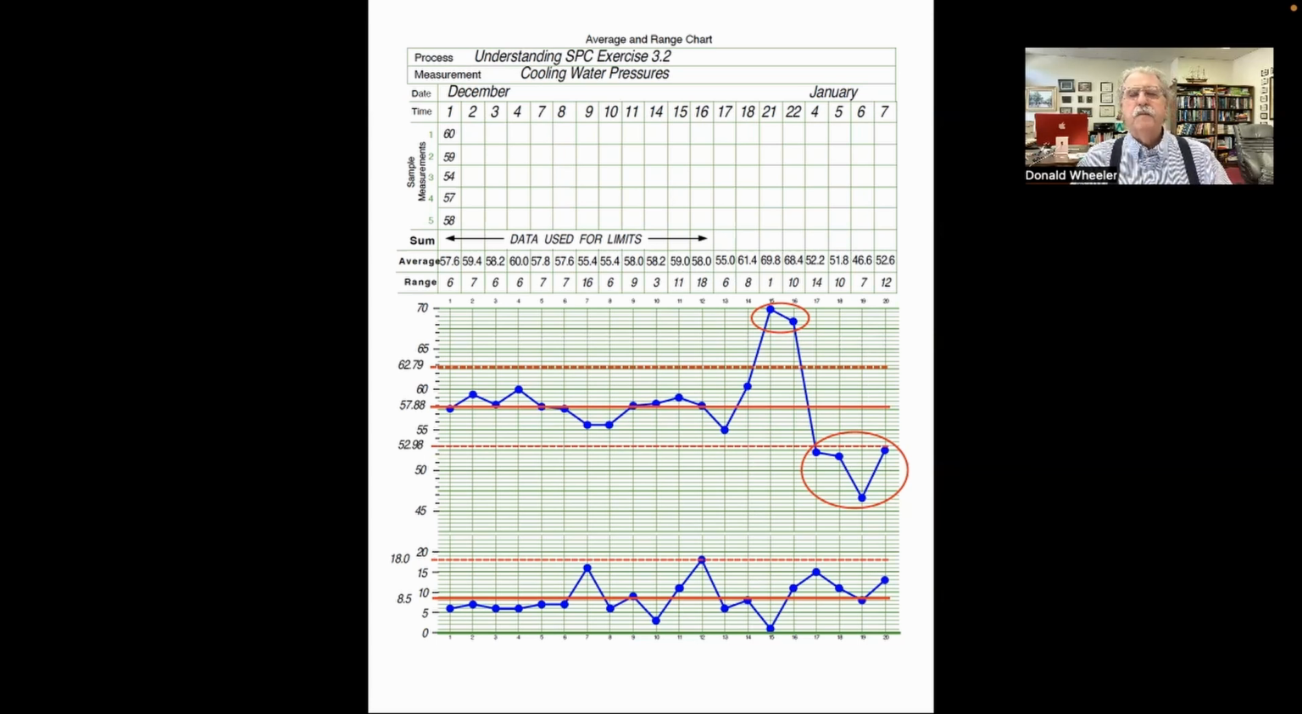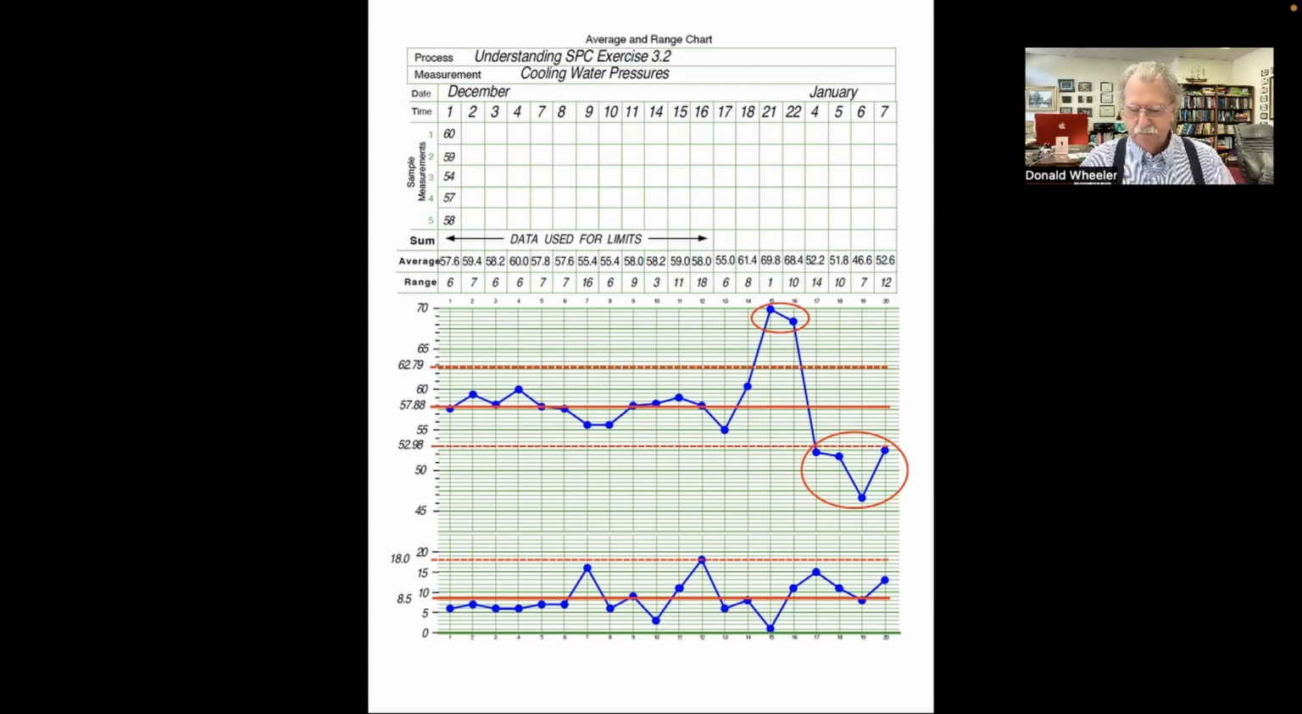Now, why do you think Terry used the first half of his data to compute these limits? Let me ask it differently. What do you think would happen if Terry used all the data to compute the limits? You think the limits might blow up?